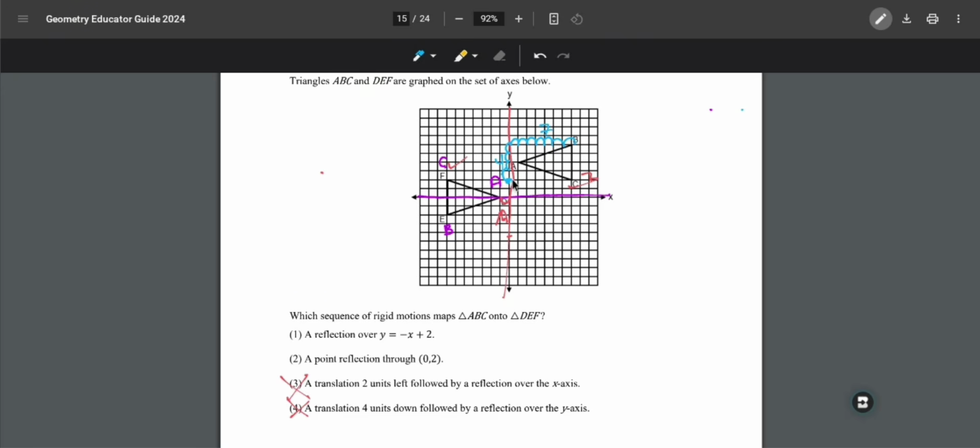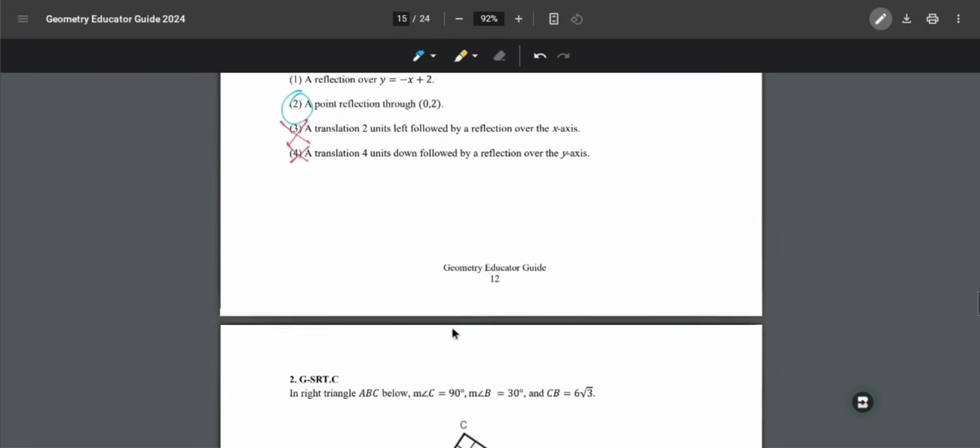So I'm going to do the same thing by going backwards. I'm going to go down 4, 1, 2, 3, 4, and 7 to the left, 1, 2, 3, 4, 5, 6, 7. And I end up at point E. So I know that that is my answer. So answer choice 2 is going to be my answer.